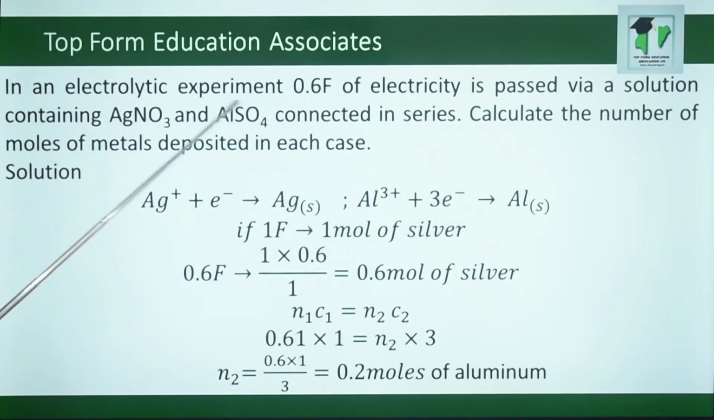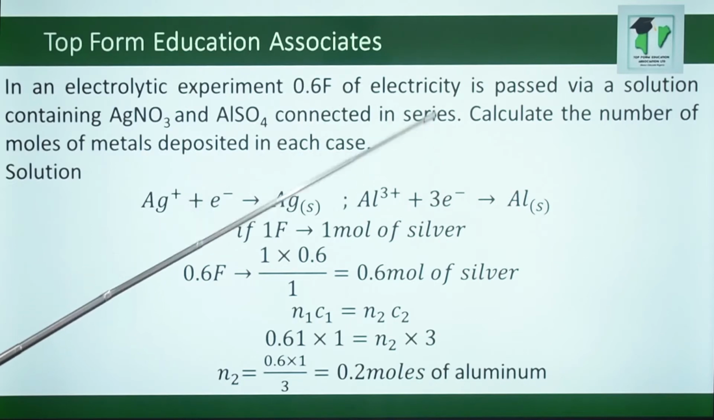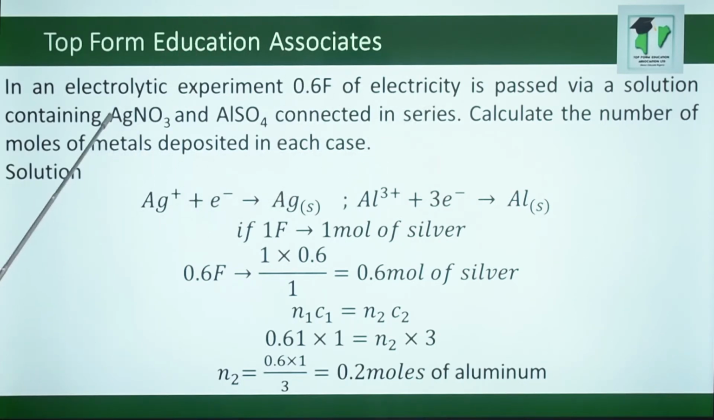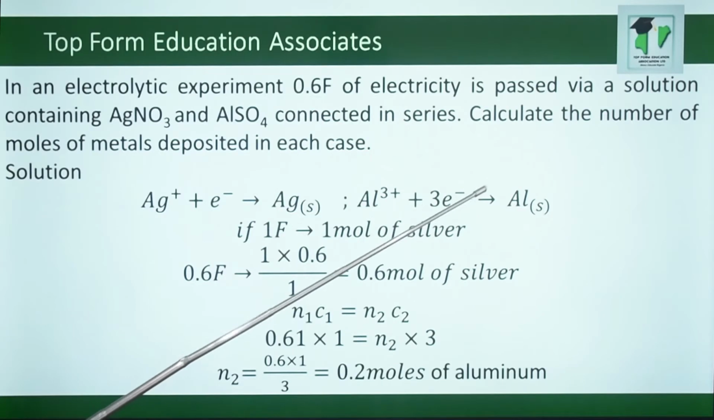In an electrolytic experiment, 0.6 F of electricity is passed via a solution containing silver nitrate and aluminum sulfate connected in series. Calculate the number of moles of metals deposited in each case. We have written the equation for the reaction, which is silver ion plus electron to give us silver solid, and aluminum ion plus 3 electrons to give us aluminum solid.